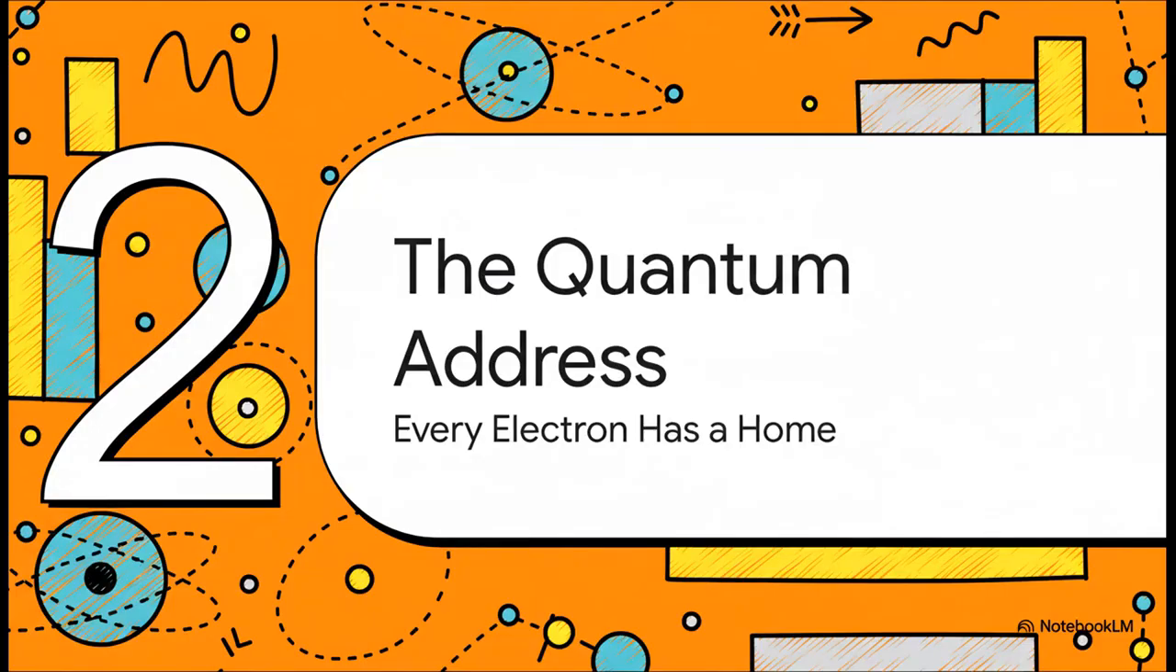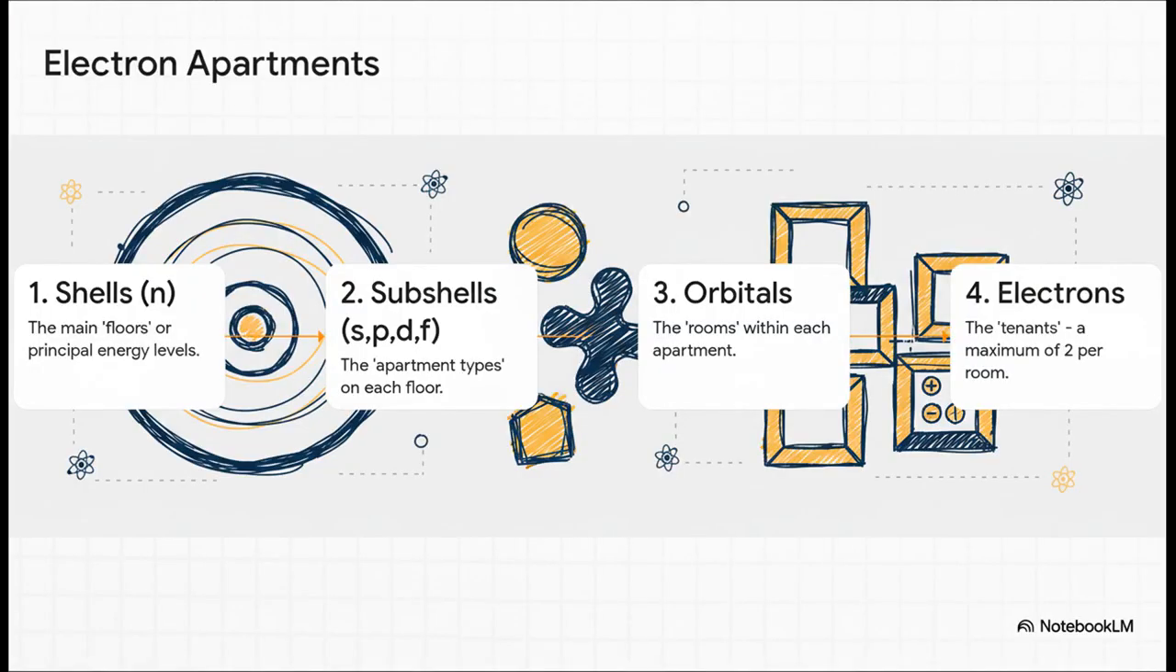Okay, so if orbitals are an electron's home, how do we know which electron lives where? Well, luckily for us, quantum mechanics gives us this incredible atomic address system. It's a set of rules that perfectly describes how electrons organize themselves inside an atom. And get this, the address system is the direct blueprint for the periodic table. By far the easiest way to wrap your head around this is to imagine an electron apartment building.